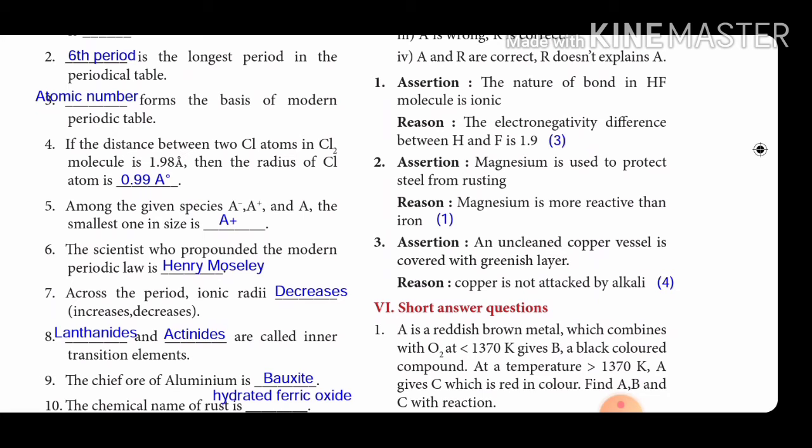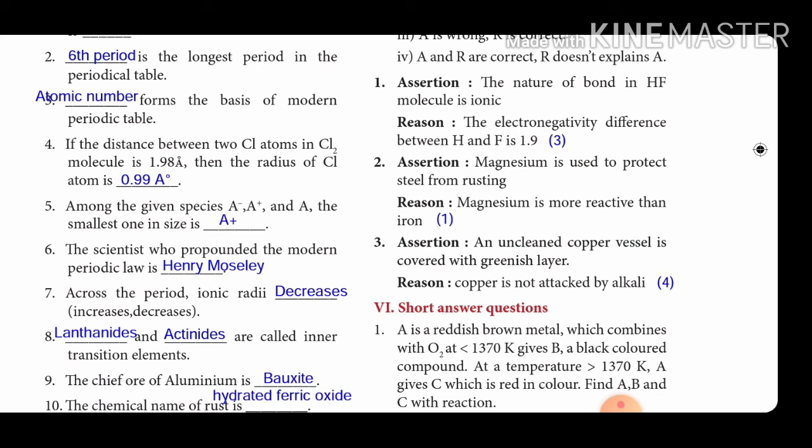Fourth one, if the distance between two Cl, that is chlorine atoms in Cl2 molecule is 1.98 angstrom, then the radius of Cl, that is chlorine atom, is 0.99 angstrom. Fifth one, among the given species A minus, A plus and A, the smallest one in size is A plus.